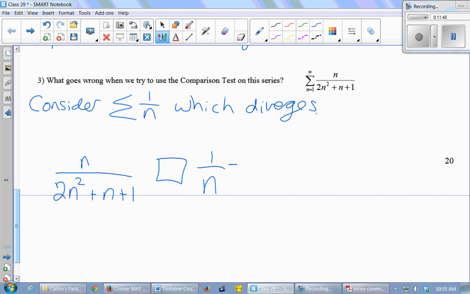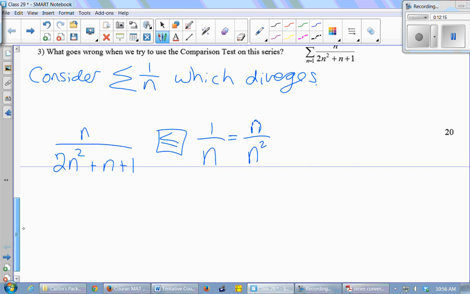So you just do a little trick and make the numerators the same, right? So now the numerators are the same, right? 2n squared plus n plus 1 is bigger than n squared, which means that this fraction on the left will be smaller, which doesn't tell me anything, right? Being less than something infinite does not tell me that it's finite or infinite. This is inconclusive.